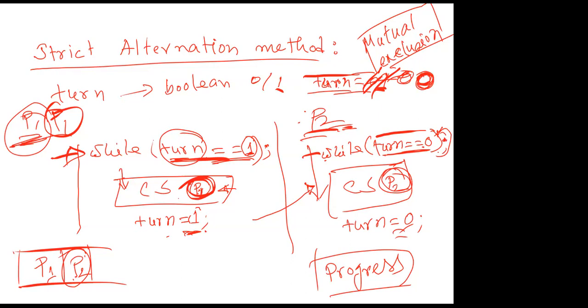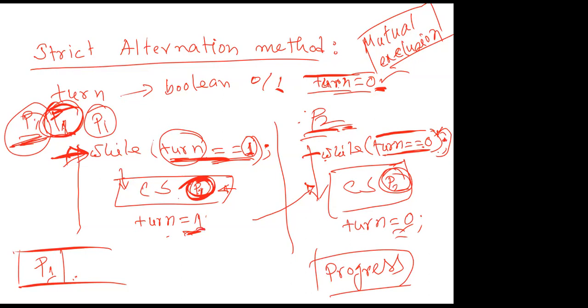Let's see, process P1 is first scheduled by your operating system. Initially the turn value is of course 0, and the operating system schedules process P1. So it will execute this while loop, and the while loop will be skipped because the turn value is 0, not 1. It is skipped, and P1 will be inside the critical section.